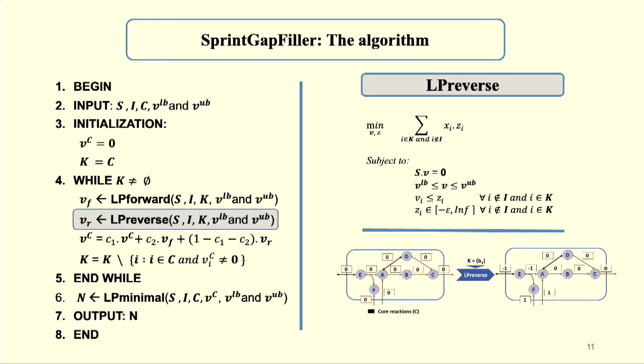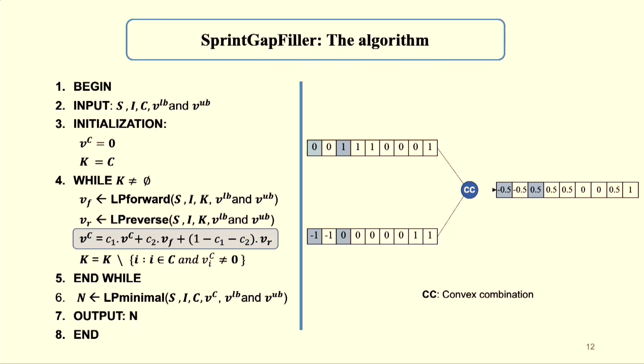So once we have these 2 flux values, what we have to do in the third step is to have a convex combination of them. Here the highlighted boxes are just the core reactions, and the convex combination would end up in a flux vector, and it can be shown that the convex combination of 2 feasible flux vectors would again end up in a feasible flux vector.